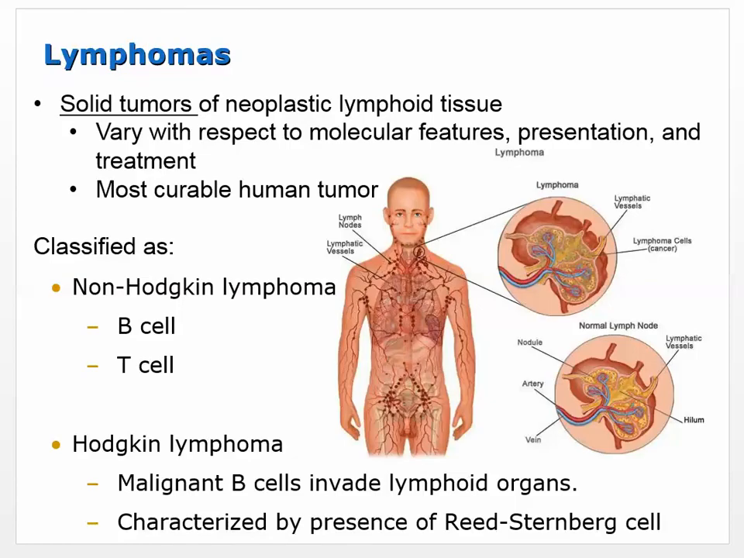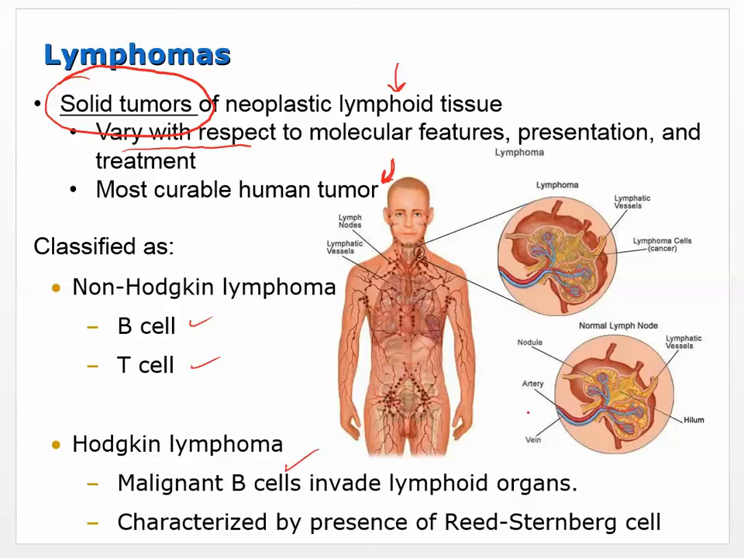Okay, so those are the actual soluble blood cancers. Now, we're going to talk about lymphomas. The big deal here is they are solid tumors. Okay? Solid tumors of lymphoid tissue. They vary with respect to molecular features, presentation, and treatment. And they are considered the most curable human tumor. Okay, most curable human tumor. There are a couple of classifications. There's non-Hodgkin and Hodgkin. Non-Hodgkin involves B cells, T cells. Hodgkin, mainly B cells.